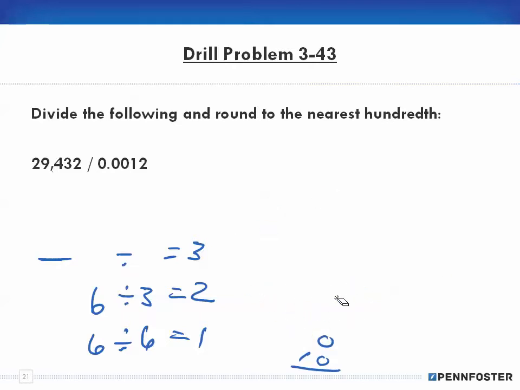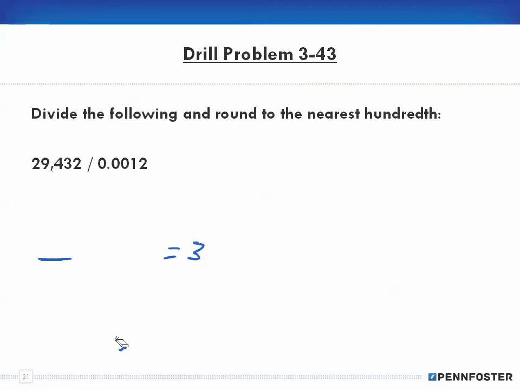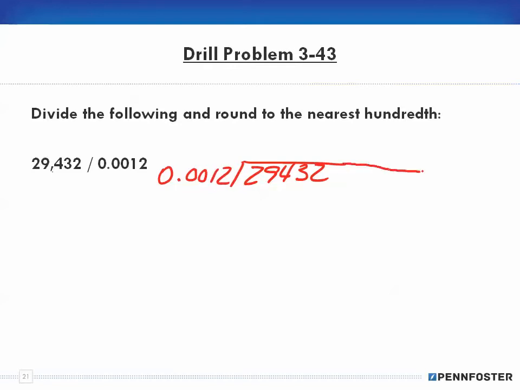Go back over this if you didn't understand that. Do try some numbers yourself to see what I'm talking about. But okay, let's do this math. If I take 29,432 and I'm dividing by a number less than 1, I'm expecting my answer to be greater than 29,432. Now it's telling me that I need to round to the nearest hundredth, right?